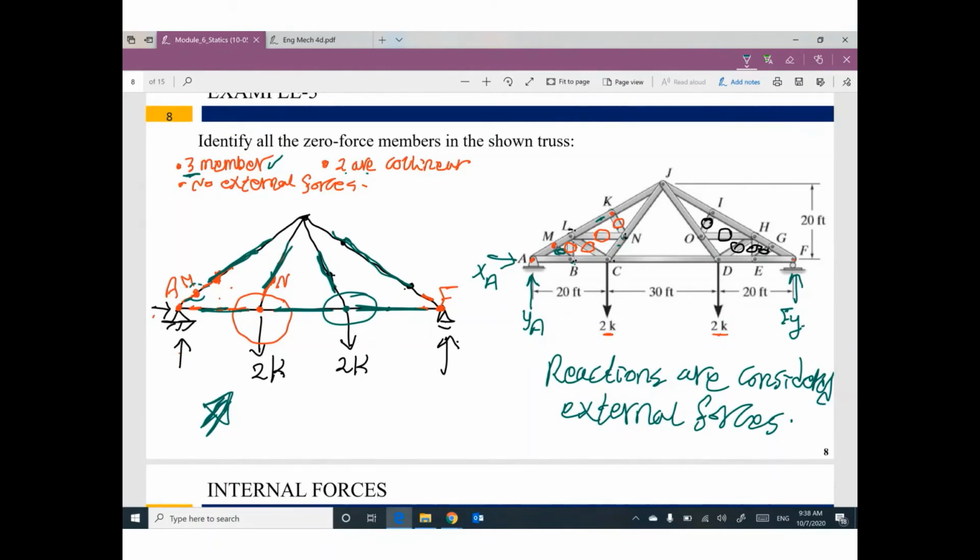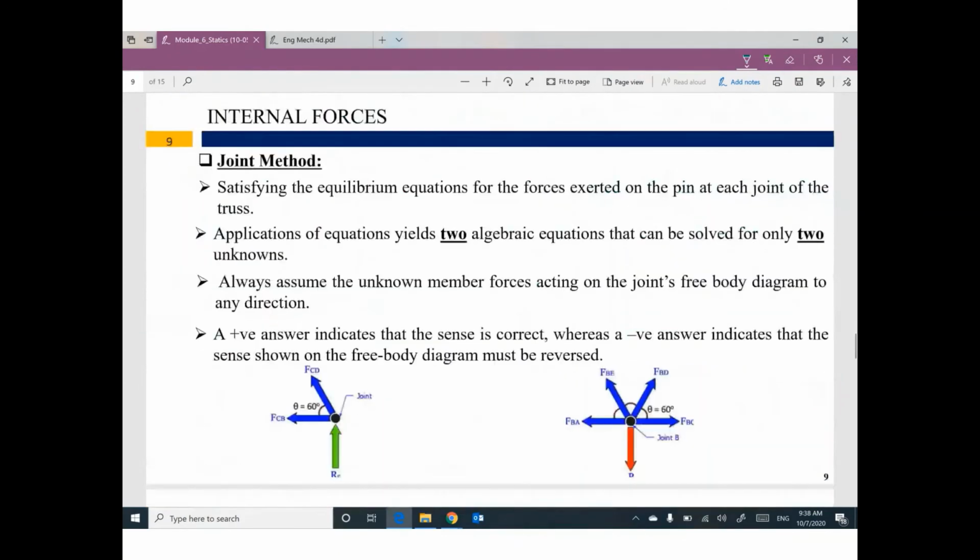So we need to figure out these values. The first method I will cover today is the joint method. This method is not new. We covered it one time during module number 2.